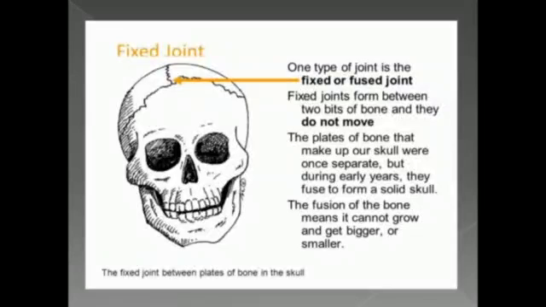See here, when you open your mouth wide, you can move your lower jaw away from your head. Now try this movement with your upper jaw. Are you able to move it? No, there is a joint between the upper jaw and the rest of the head, which is a fixed joint. That's why it cannot move. So, one type of joint is the fixed or fused joint. Fixed joints form between two bits of bones and they do not move.